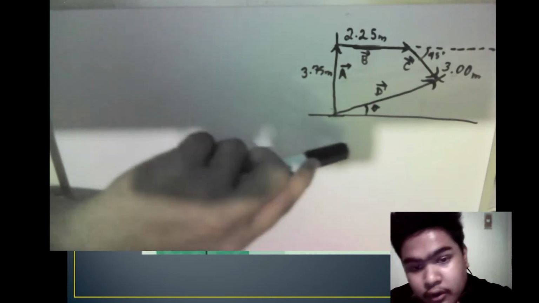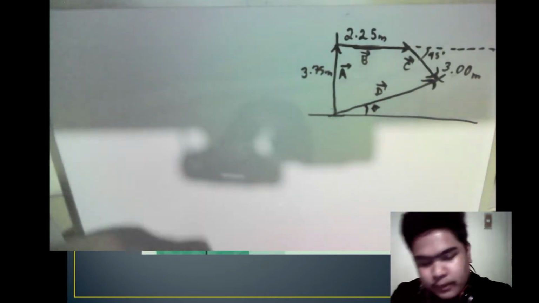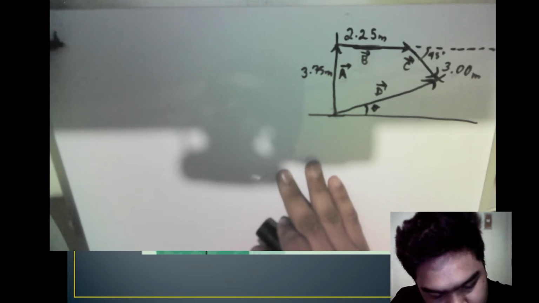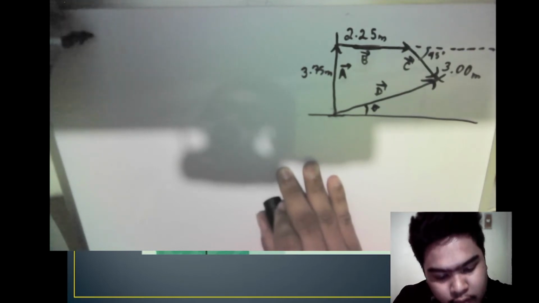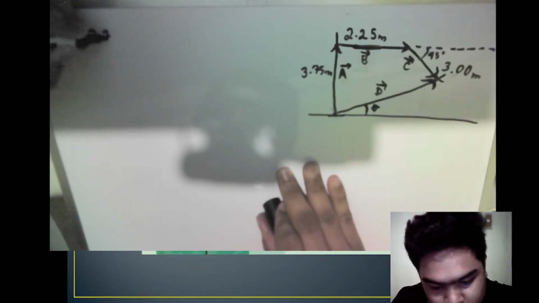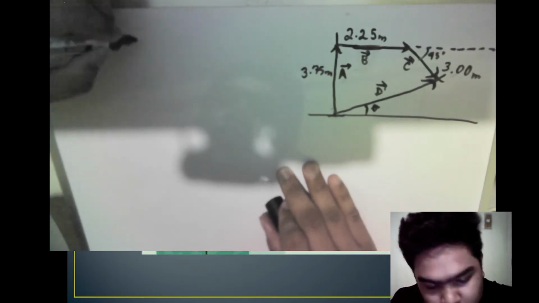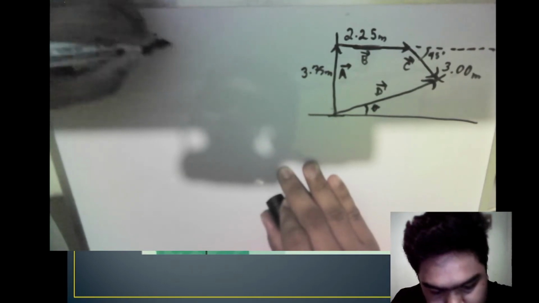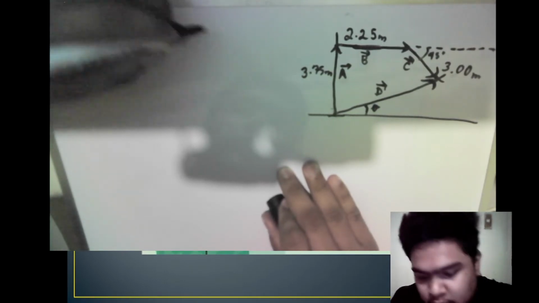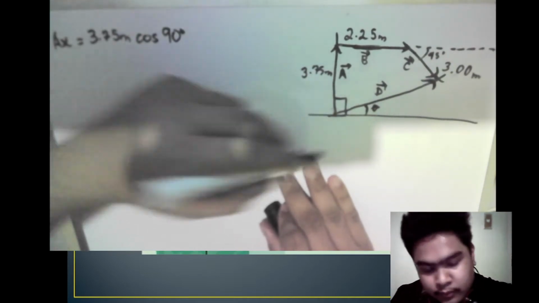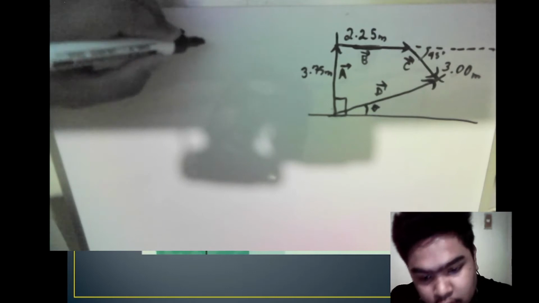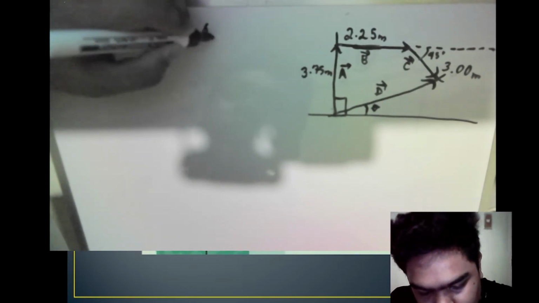Tinry ko pong i-recreate yung drawing dito sa gilid para po mas madali siyang masolve. So, para po sa pag-solve ng vector A, we have 3.75 meter multiplied by cosine of 90 degrees. 90 degrees po kasi naka-plot po siya dito sa y na malapit po sa positive x. So, the answer is AX is equals to 0 po.